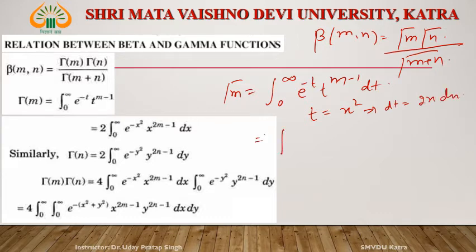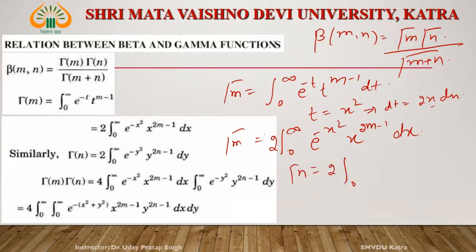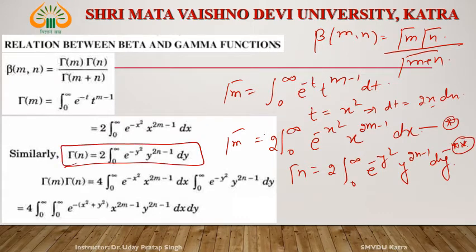So this is equal to, limit is not changed, 0 to infinity e to the power minus x square, x to the power 2m minus 2 and one x from here, that is x to the power 2m minus 1 dx. This is equal to gamma m. Similarly, gamma n is equal to 2 times the integral 0 to infinity e to the power minus y square, y to the power 2n minus 1 dy. So this is star and this one is double star, right? So this is gamma n and this is gamma of m.